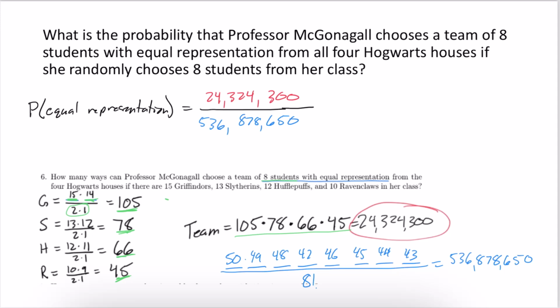You could also have mixtures of these, like you could have 5 Gryffindors and 3 Hufflepuffs, or 6 Gryffindors and 2 Hufflepuffs, or 6 Gryffindors and a Slytherin and a Hufflepuff. So there's lots of different ways that you could randomly choose 8 students from the class. And so that's why that blue number is much bigger than the red number on the top.